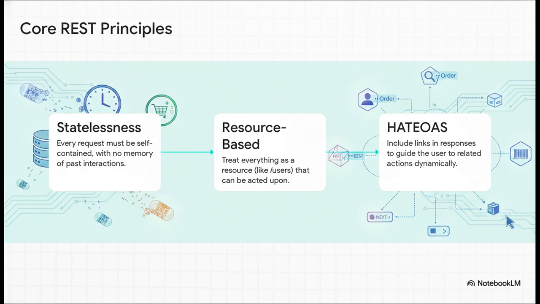And third, there's this thing called HATEOAS. Yeah, it's a mouthful, I know. But the idea is super simple. The API itself tells you what you can do next. So when you look up an order, the response includes a link you can follow to, say, cancel this order, or view shipment status. It's like a self-guided tour.